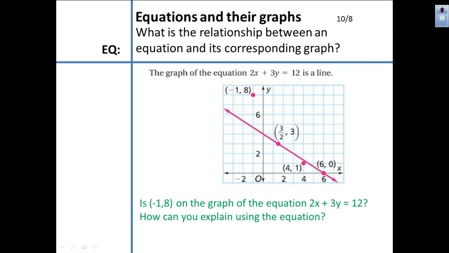Hello, welcome back to another lesson. Today we are going to look at using equations as point testers.